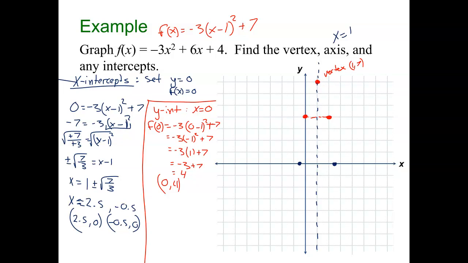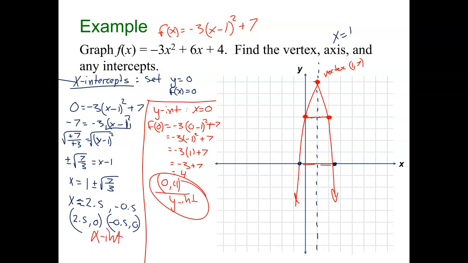That's literally the point. Have that symmetrical relationship on both sides. These are about 1.5 away from the axis of symmetry. These are 1 away, and there's my vertex. So there's my graph, with y-intercept, x-intercepts, and vertex and axis of symmetry. Okay? So when it asks about identifying intercepts and using those to graph your quadratic, that's what you do.